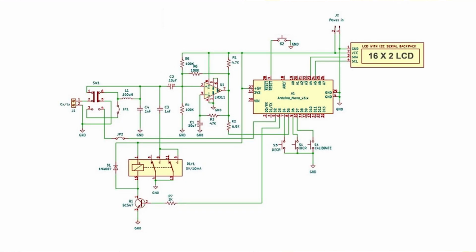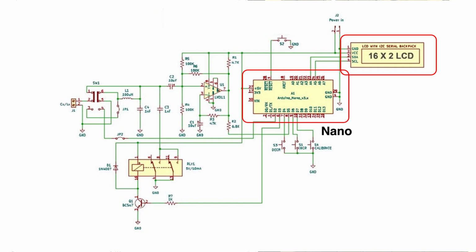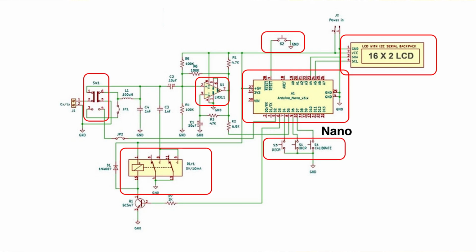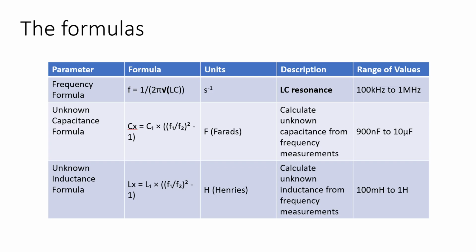The circuit is essentially an Arduino Nano, an LCD, a comparator, a 5-volt relay, and some various switches that do various functions, with the measuring sensor going in from this specific place. So this is all based off one single formula, which is F equals 1 over 2π square root of LC. You may ask, what is this even used for?